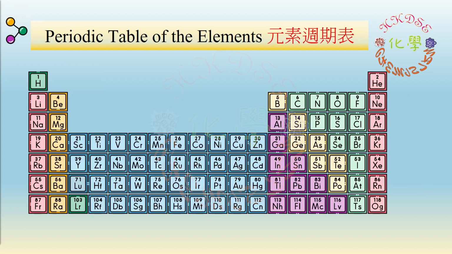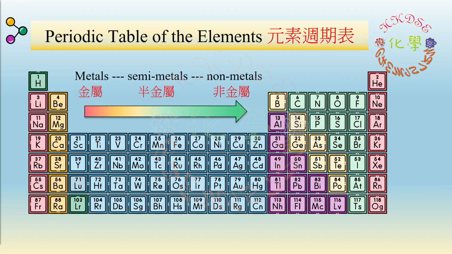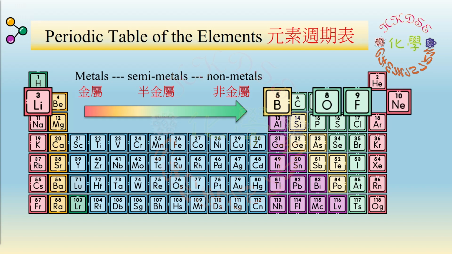Across a period, the elements change from metals through semi-metals to non-metals. For example, across period 2, there is a gradual change from a reactive metal, lithium, through a semi-metal, boron, to reactive nonmetals, oxygen and fluorine, and finally to a noble gas, neon.